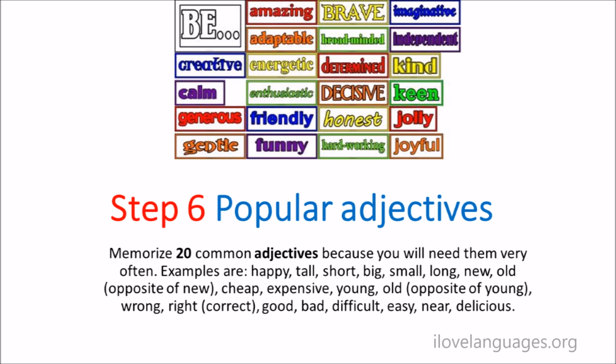Step 6. Popular adjectives. Memorize 20 common adjectives because you will need them very often. Examples are happy, tall, short, big, small, long, new, old, cheap, expensive, and so on.